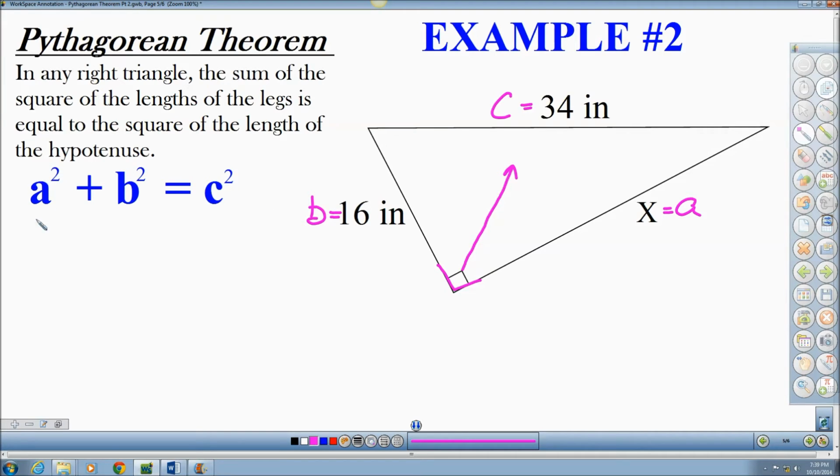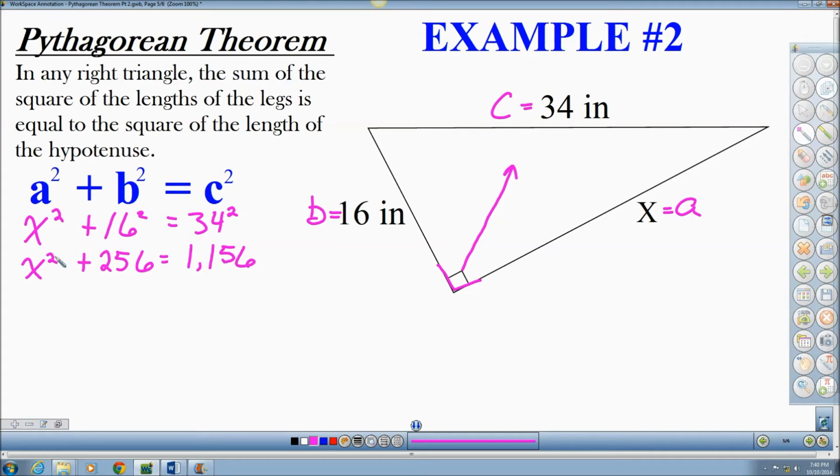With that said, A is going to be x, and I'm going to square that. And then I'm going to add side B squared, which is going to be 16 squared, equals side C, which is 34 squared, as I substitute in my values for A, B, and C. Now, x squared, I can do nothing with that, so it stays the same, and 16 squared becomes 256, and 34 squared is 1,156. Big number.